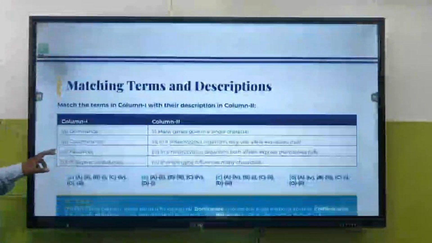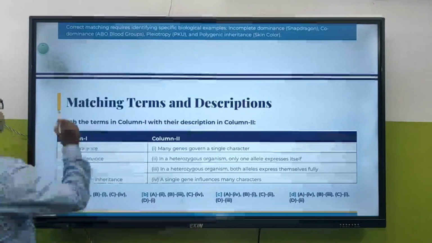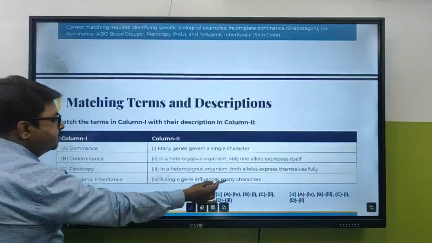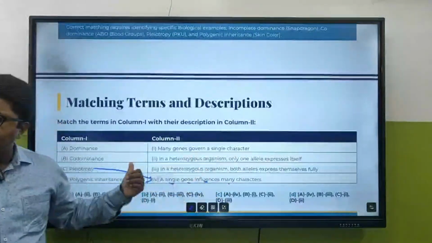Okay. Okay, go for this. Matching terms and descriptions. Karo. What is pleiotropism? Tell me. A single gene expresses many characters. Pleiotropism. A single gene influences many characters. Pleiotropism.